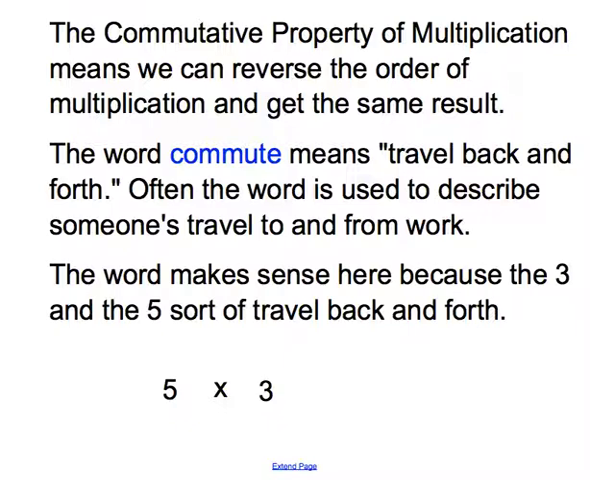Here we have 5 times 3, and we can travel them back and forth and turn it into 3 times 5. That's just a way of thinking about how those numbers sort of commute, move back and forth to connect the regular language meaning to that commutative property of multiplication. It's a way to help remember that term.